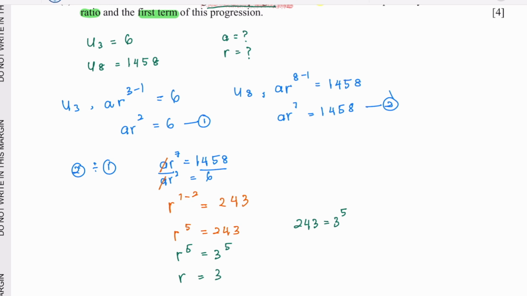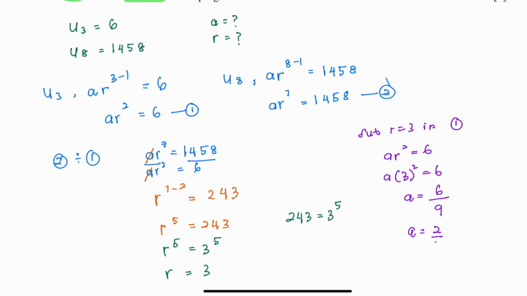Now, we already have our R. What we can do is substitute R equal to 3 in equation 1. So our equation 1 is AR squared equal to 6. When R is equal to 3, that would be A times 3 power 2 equal to 6. A is 6 over 9. Simplify this, A is 2 over 3.